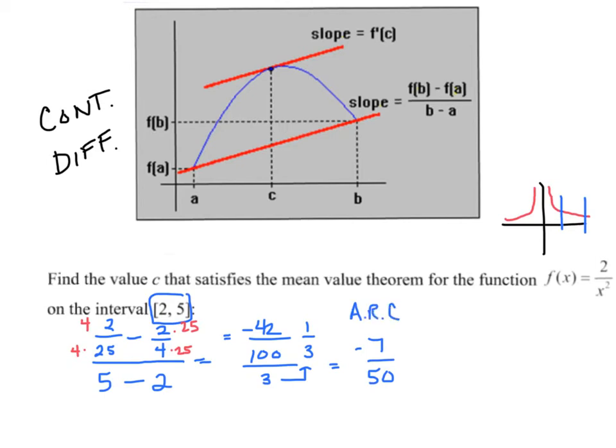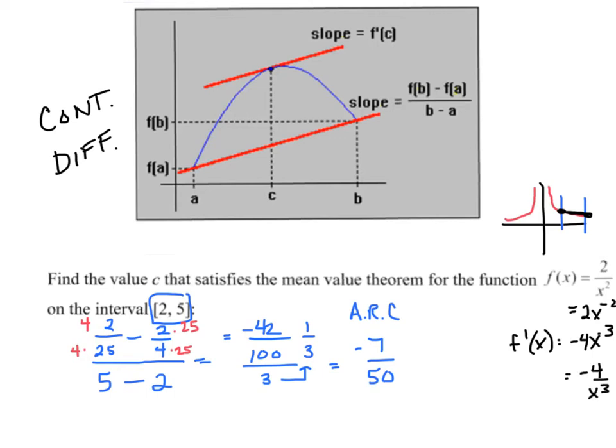Okay, so obviously I could show it on this picture right here. This represents the slope between the endpoints, like that. Or in this picture, it represents the secant slope, like that. Now, the mean value theorem says, because it's continuous and differentiable, there must be a spot where the derivative is equal to that. Well, the derivative of 2 over x squared, let's start by rewriting that as 2x to the negative second. So the derivative would be negative 4x to the negative third, or negative 4 over x cubed.